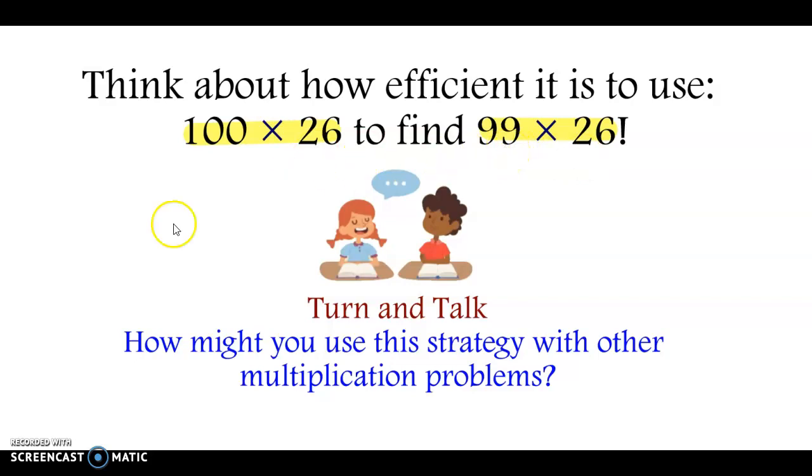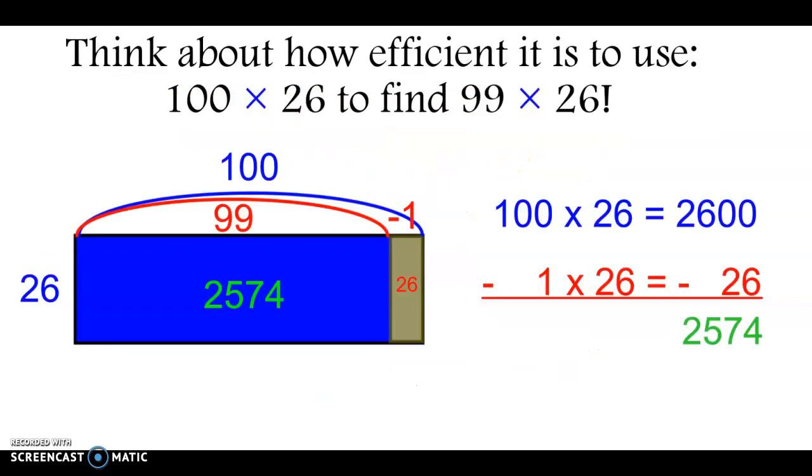out 99 times 26. Let's take a look at an open array and the equations that might help you track your thinking. So here, this open array is 26 times 100. So 26 times 100 got us a grand total of our 2,600. You'll see the same thing over here. 100 times 26 is 2,600.